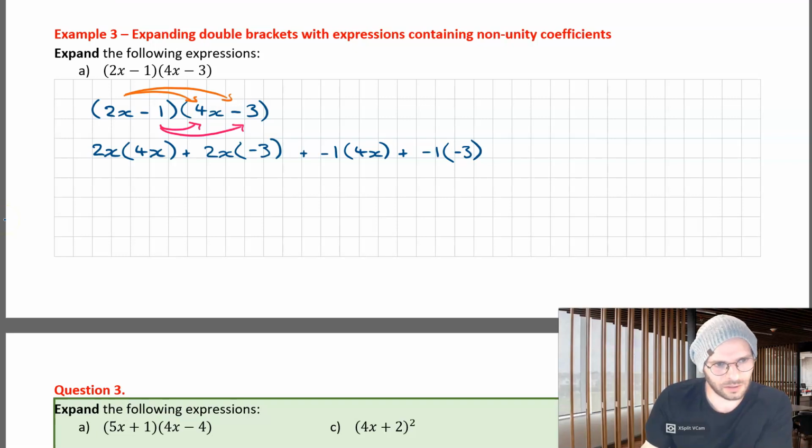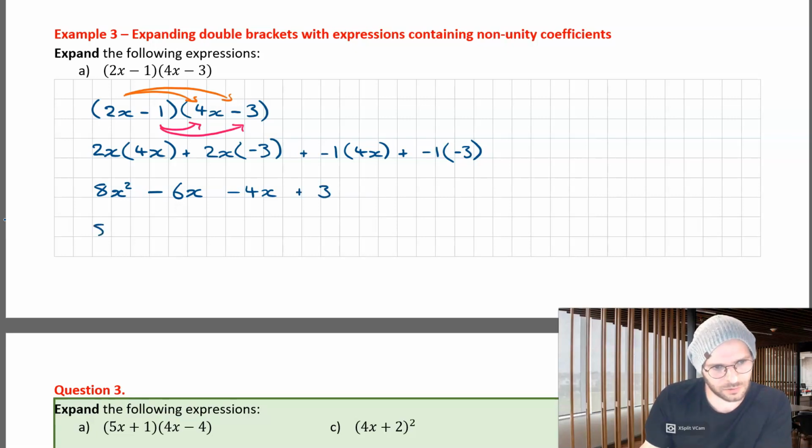Cleaning this up, 2 4s are 8, x times x is x squared. Next one, 2 3s are 6, 1's negative, so it's negative 6, and there's a single x. Minus 1 times 4 is minus 4, x. And then 1 3s are 3, and 2 negatives makes a positive.